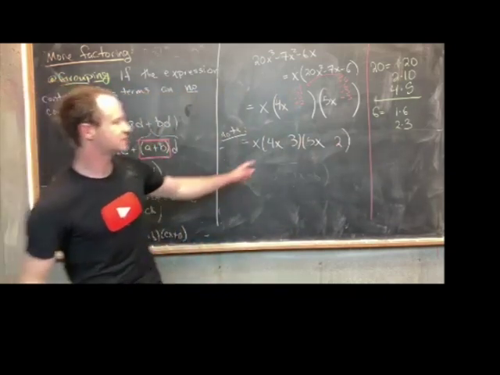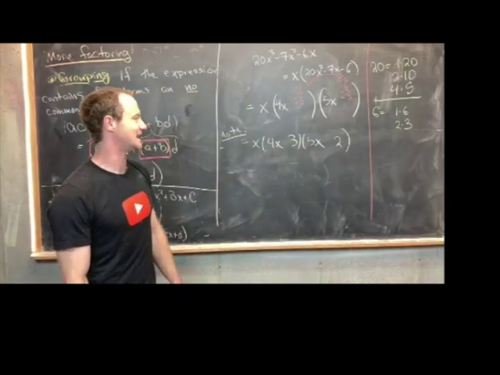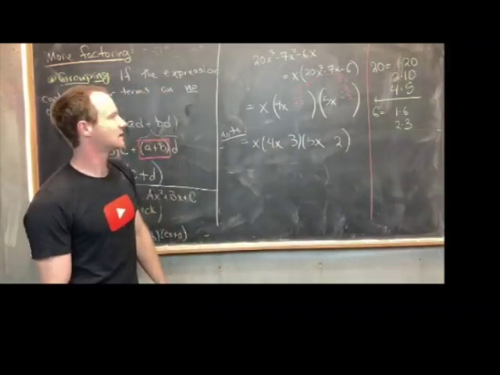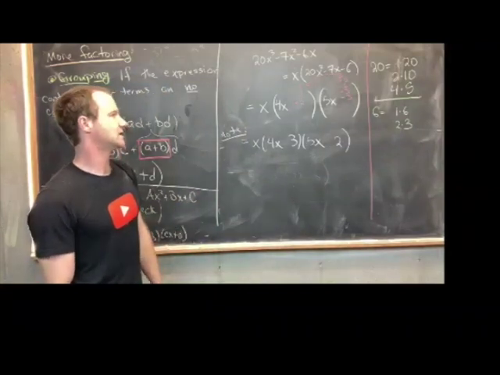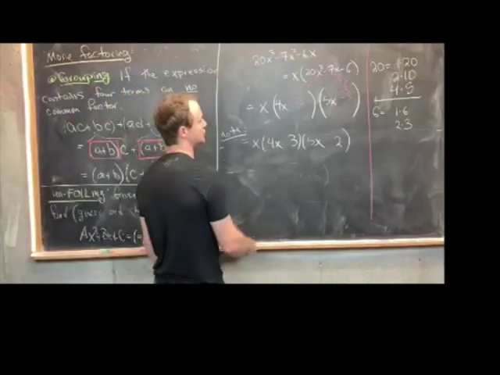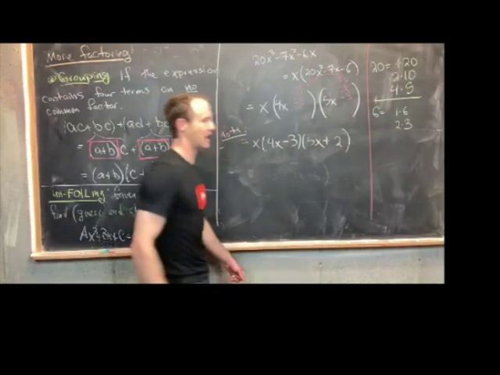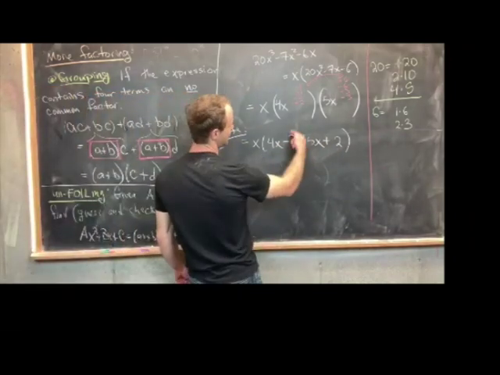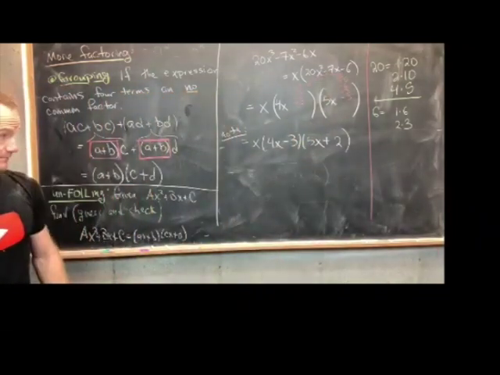So notice 2 times 3 is 6. 3 times 5 is 15. 2 times 4 is 8. Oh, but 15 minus 8 is 7. So we're good to go. Now we just have to choose the correct sign. So this one's going to be a negative and this one's going to be a positive. And that's because we need the 15 to be negative because we've got a -7x up here.